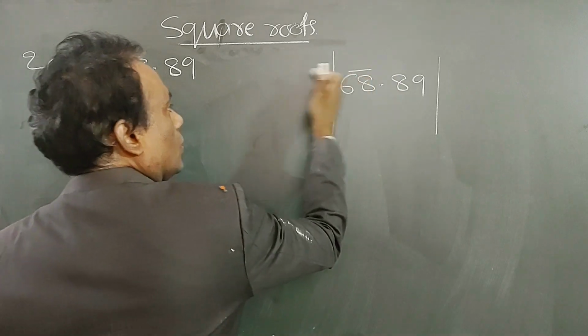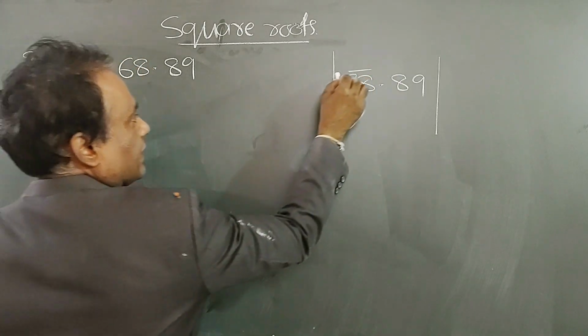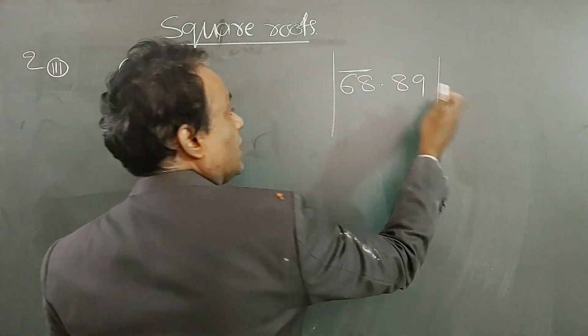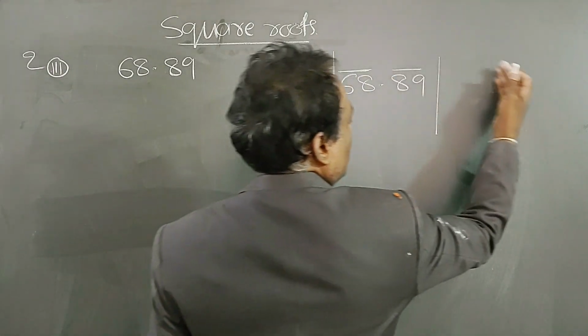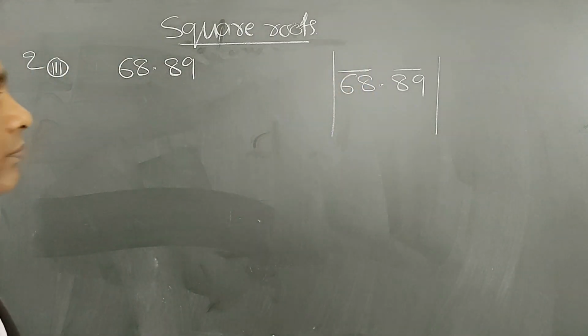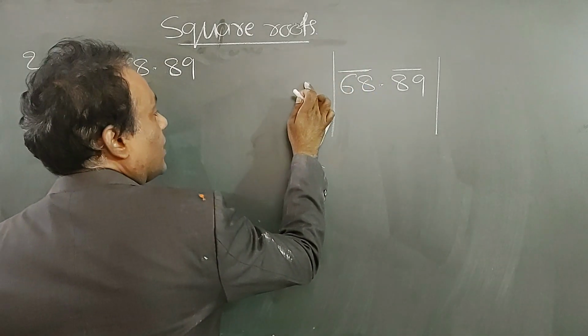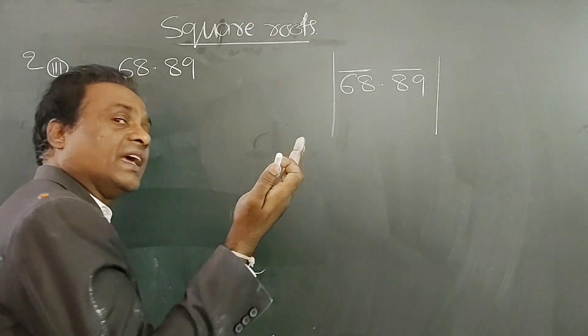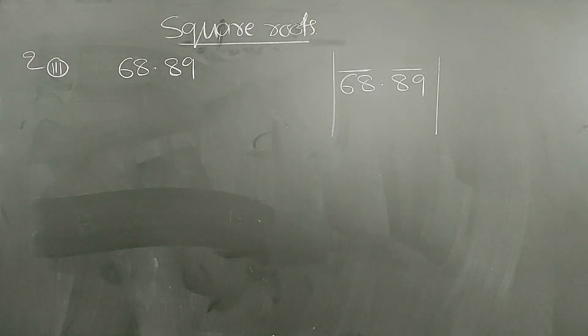Two digits pair, two digits pair, like this. After the decimal, the decimal numbers also in 2 digits pairs. Students, tell me the number so that it should be multiplied with the same number. We have to get 68 or just near to 68.